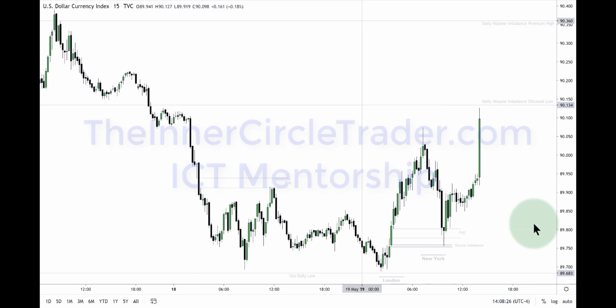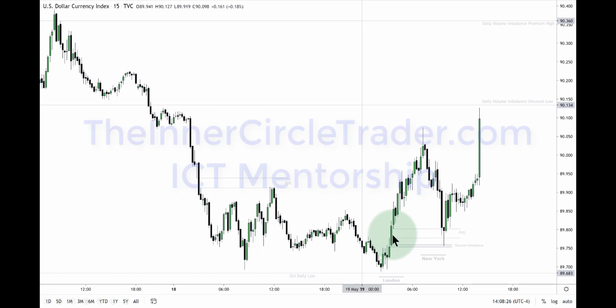15-minute time frame dollar index. Okay, you can see the daily volume imbalance, premium high, discount low, small little fair value gap right there, and buy side liquidity pool as well. Above that, it's here for buy side liquidity.